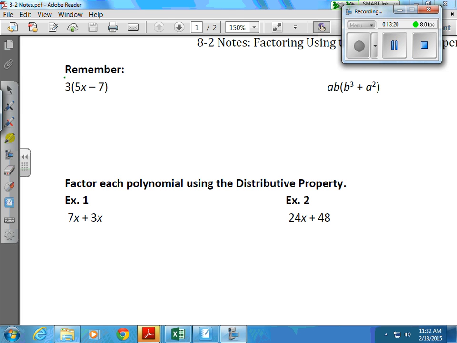On this first example, we need to remember how to distribute. 3 times 5x is 15x. 3 times negative 7 is negative 21. If you're going to distribute with variables, ab times b to the 3rd would become ab to the 4th. And then ab times a squared would become a positive a to the 3rd b.